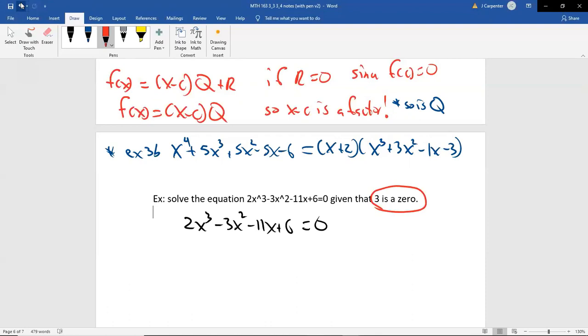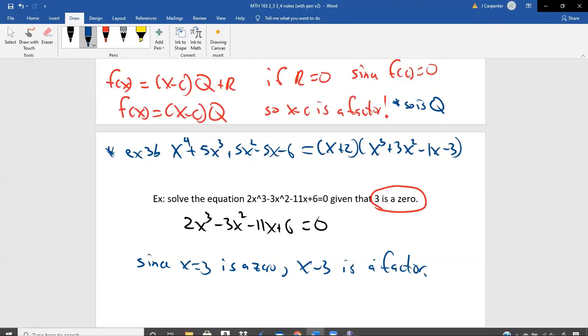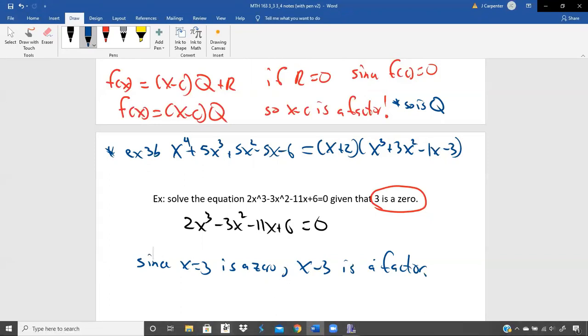If 3 is a 0, since x equals 3 is a 0, x minus 3 is a factor. We don't have to do the synthetic division to know that. That doesn't mean we don't have to do the synthetic division, though. I was trying to choose my words carefully. If x equals 3 is a 0, that means x minus 3 is a factor.